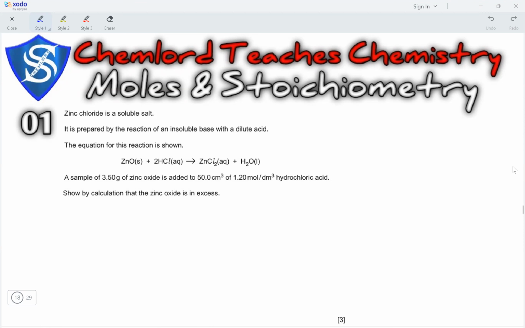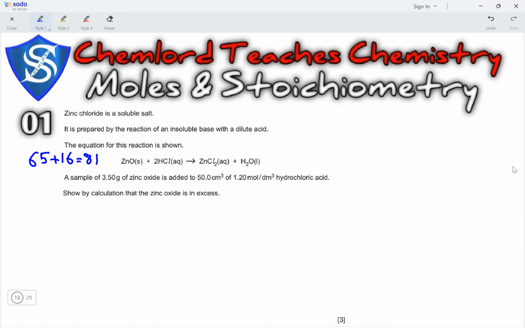So what we need to do here is calculate the number of moles of zinc oxide as well as the number of moles of HCl, and comparing the two we need to show that the moles of zinc oxide are more than the moles of HCl that are required to react with it. So the first thing we need is the MR of zinc oxide. Looking at the periodic table, the AR of zinc is 65 and the AR of oxygen is 16, giving us a value of 81 as the MR of zinc oxide.